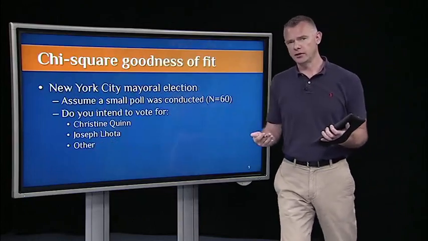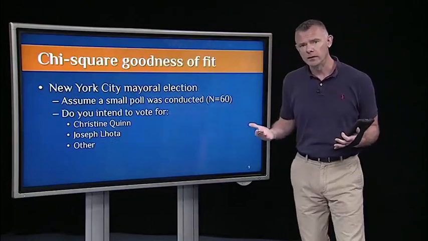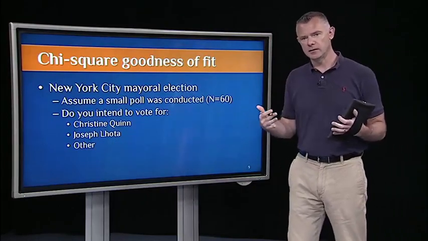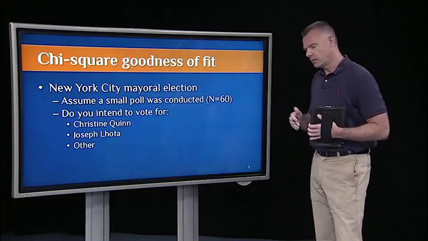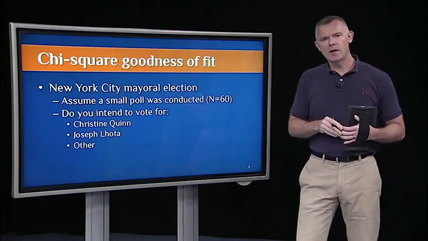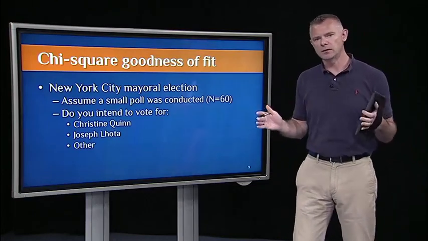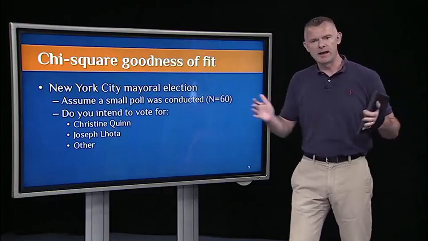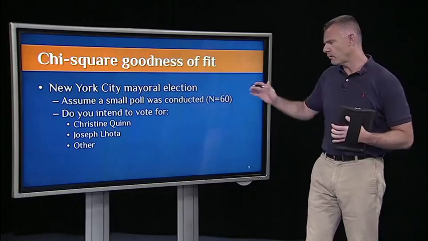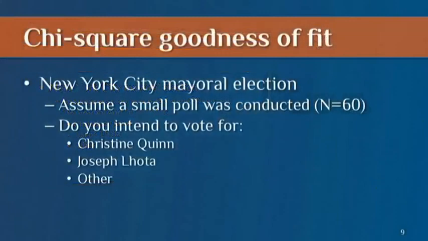So I'm going to use an election example throughout this lecture. I live in New York City, and currently there is an election coming up for a new mayor in New York. Assume I wanted to conduct a very small poll to see how, say, my neighbors intend to vote in this upcoming election. Right now, some of the leading candidates are Christine Quinn, who is the overall leader, and Joseph Lota is another one of the leading candidates. But there are several candidates in the field right now.